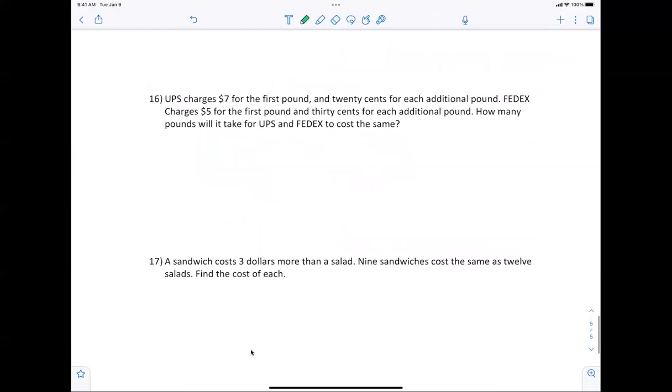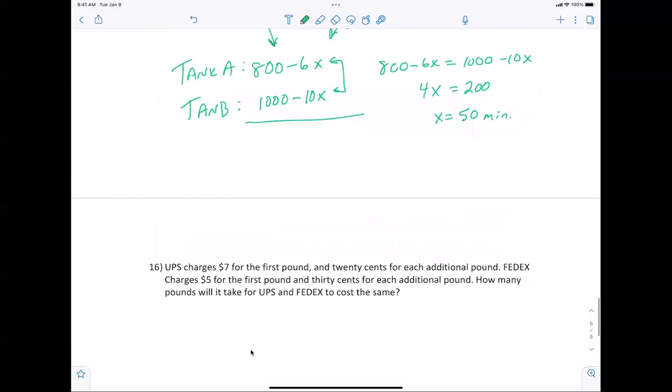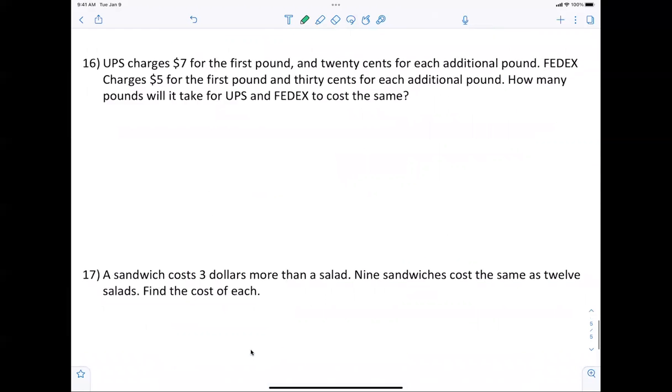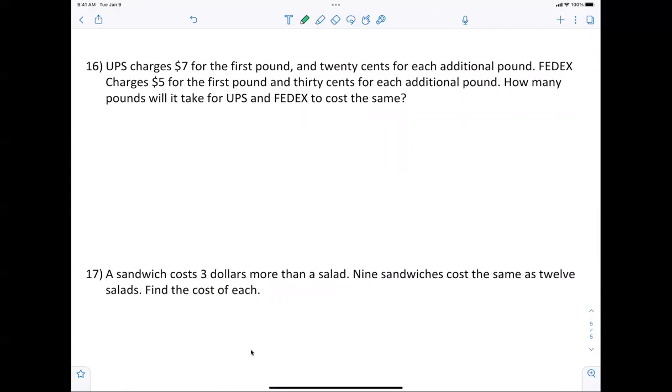All right, here we go. Wow, we're doing good, guys. All right, let's knock out 16. All right, read it quickly.